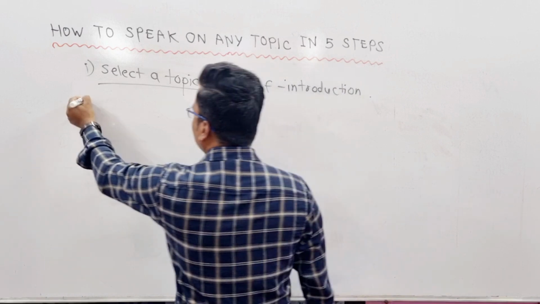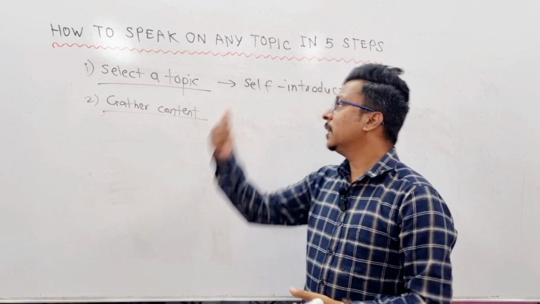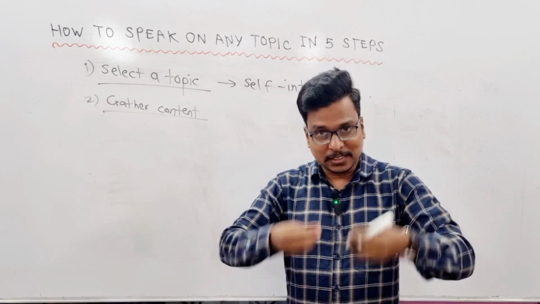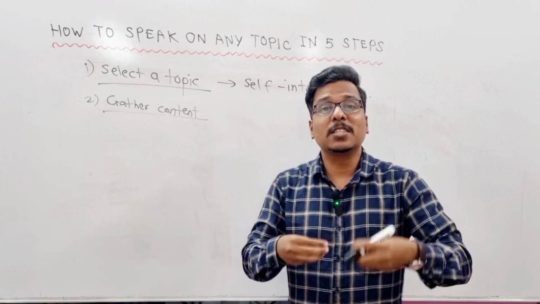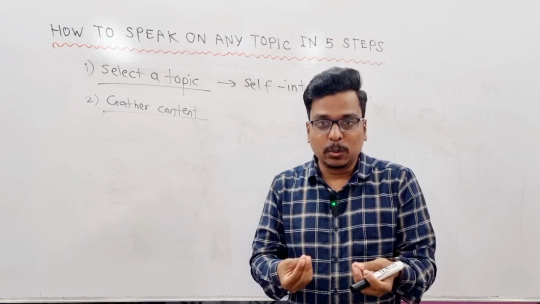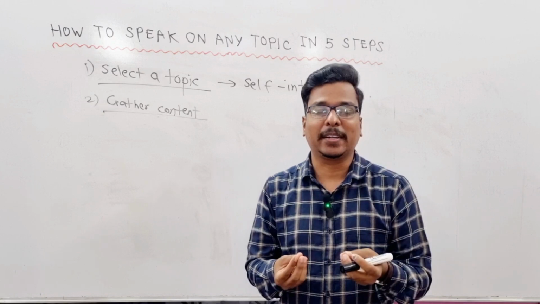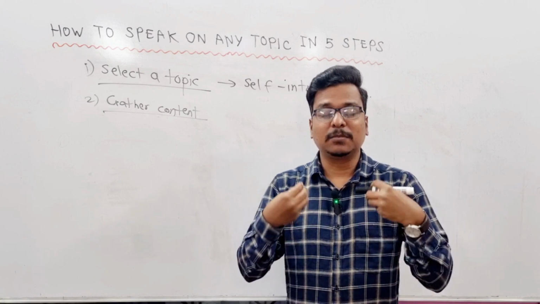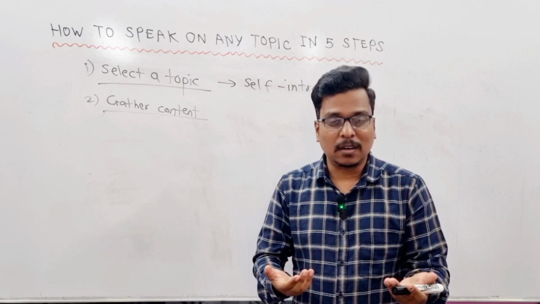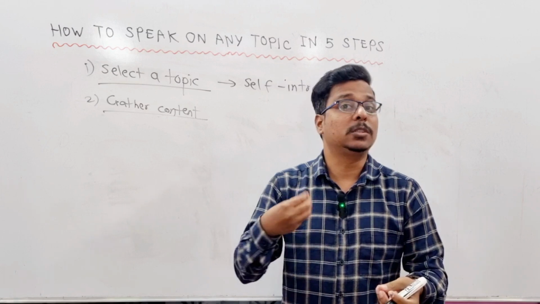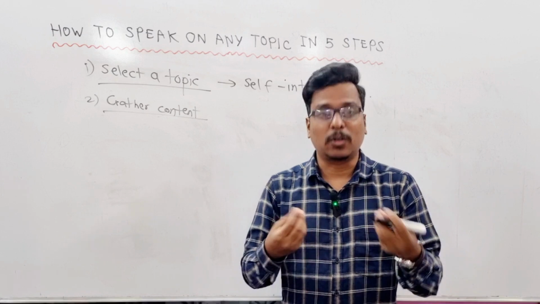So the second step is to gather content. So now that you have decided your topic, you have to decide what you're going to say about your topic. The things or points that you want to include in your topic. That means you have to come up with the material, the content for your topic. Now the content can either come from your own knowledge or experience, or you can read books or read online or listen to podcasts or watch YouTube videos, do some online research depending on the nature of your topic.